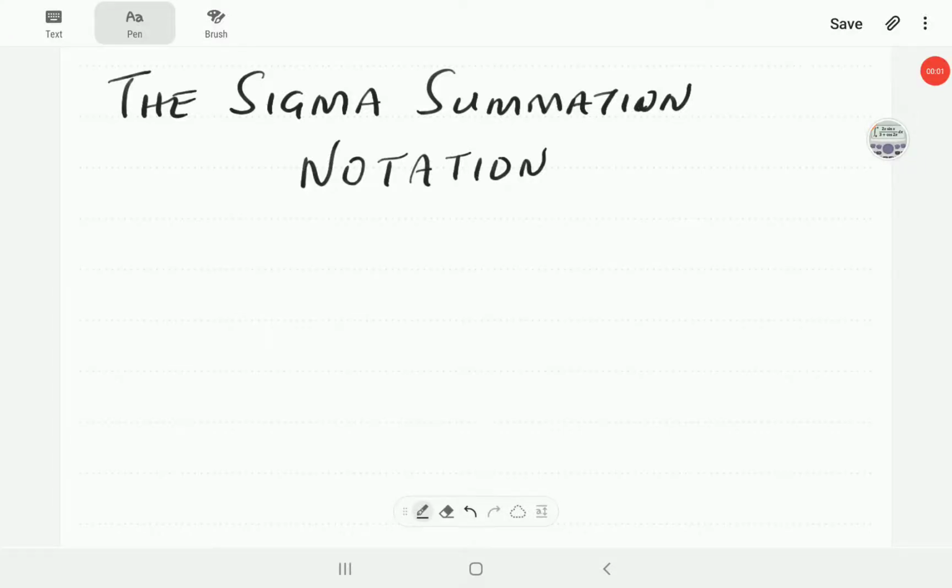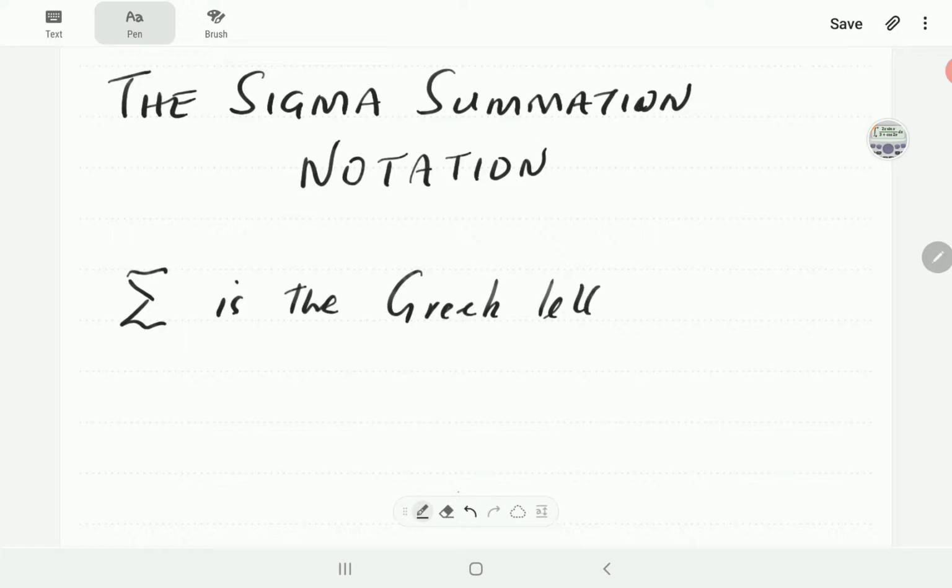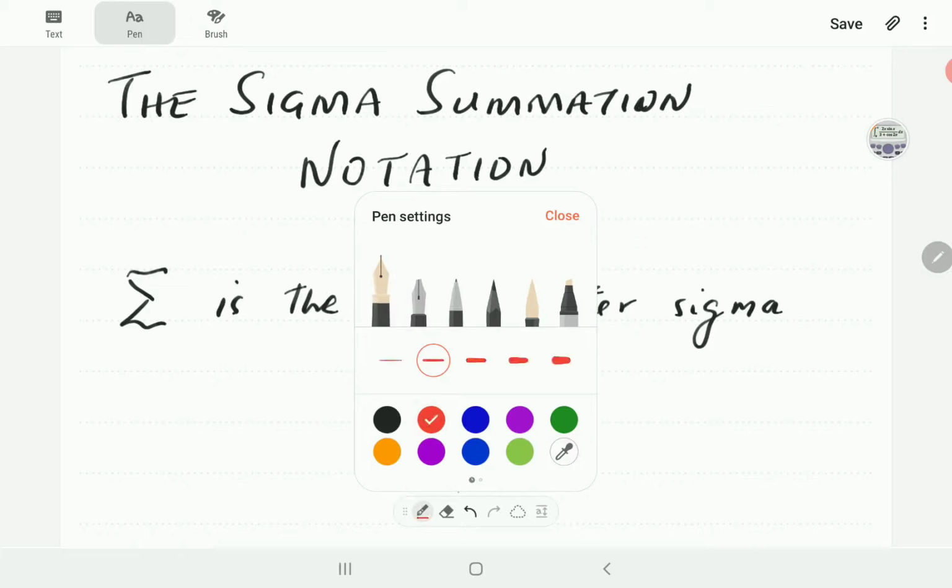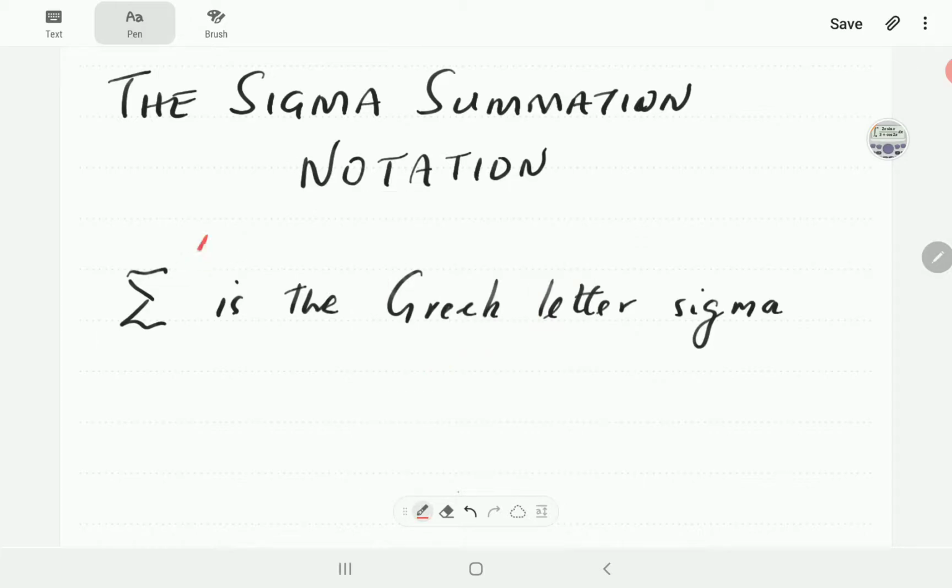All right, so in this video, we're going to look at the sigma summation notation. So this symbol here is the Greek letter sigma. This one in particular is the uppercase Greek letter sigma, uppercase. So it's a capital letter.